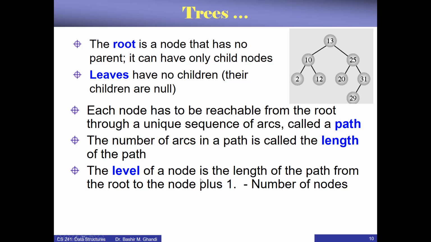Our book is following the English system, if you like, where the first level is considered as level 1. So the root is considered to be at level 1, and then the next level will be 2 and so on. Some authors prefer to use the American system, where this is considered as ground level or ground 0. So the root is considered to be level 0, and then level 1 and so on. So do not be surprised if you read in another book where the counting starts from 0.